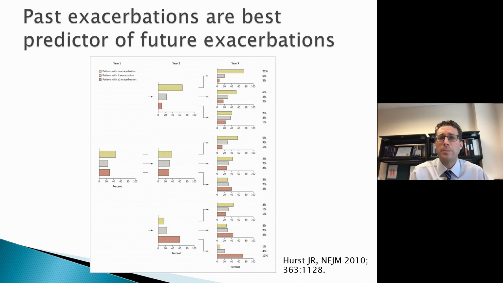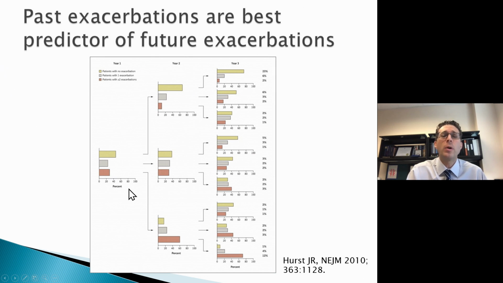This data is from the ECLIPSE study, which was a longitudinal 3-year study of over 2,000 patients with COPD. And in the first year, they asked patients, how many exacerbations did you have last year? Shown in this yellow color is patients with no exacerbations. And then in the second year of the study, they most consistently had no exacerbations. And similarly, in the third year of the study, these patients were most likely to have no exacerbations.